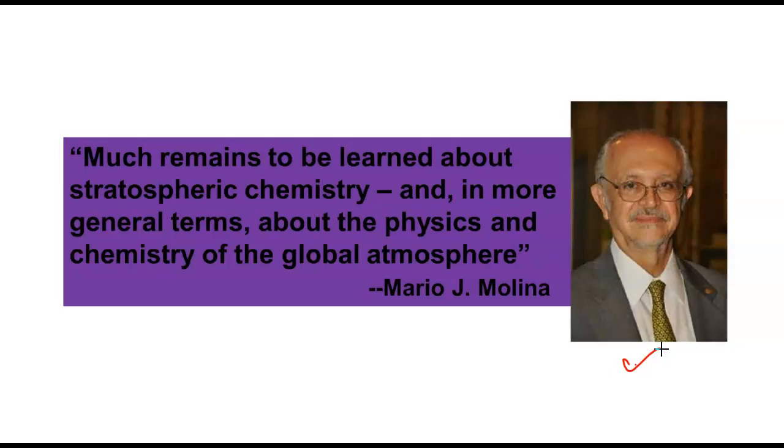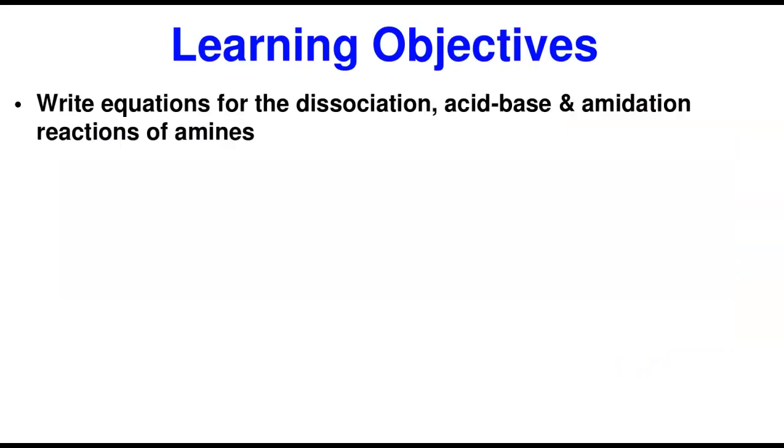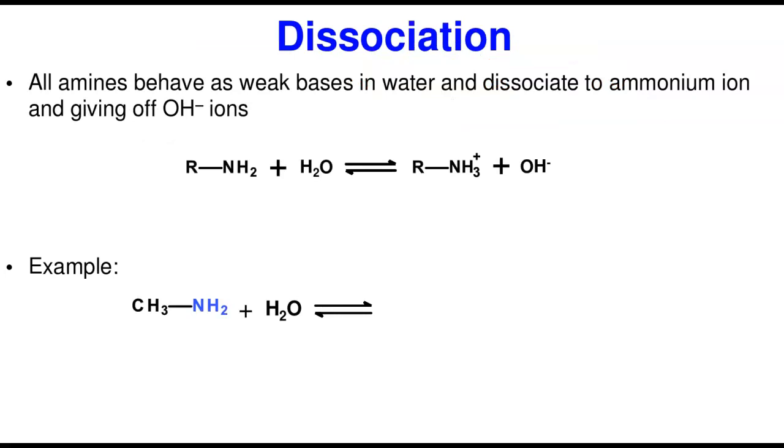All right, let's immediately start our lecture. Today, our major learning objective will be to know how to write the equations for the dissociation, acid-base reaction, and amidation reactions of amines. So the three reactions of amines we'll be looking at are the dissociation, acid-base, and amidation reactions. Let's immediately take it off from there without wasting time.